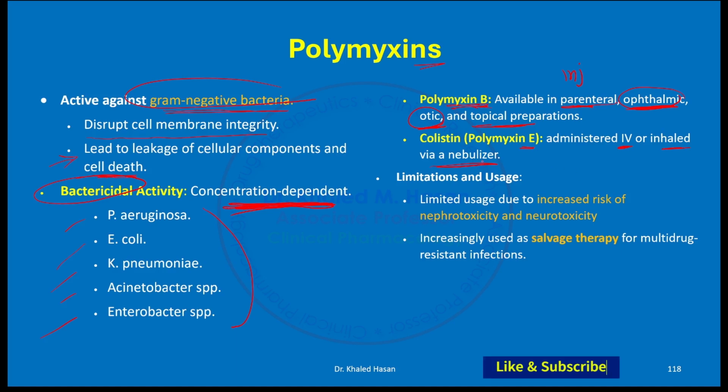This medication, polymyxin, increases the risk of nephrotoxicity and neurotoxicity. We need to remember that. Regarding nephrotoxicity, we have some other medications such as vancomycin, which causes nephrotoxicity. Aminoglycoside causes nephrotoxicity. Methicillin causes nephrotoxicity. All these medications, now we can add polymyxin.